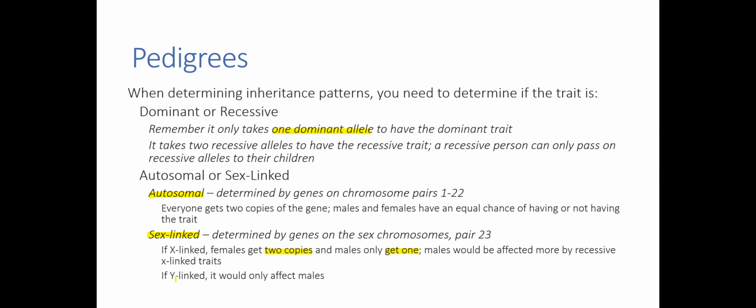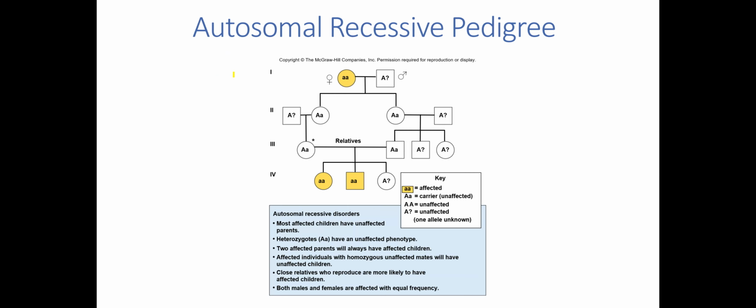Okay. Now, if it's Y-linked, a Y-linked trait, that would only affect the males because females aren't getting one. So normally when you see sex-linked, you see X-linked recessive. So here's just a few different examples of some pedigrees.